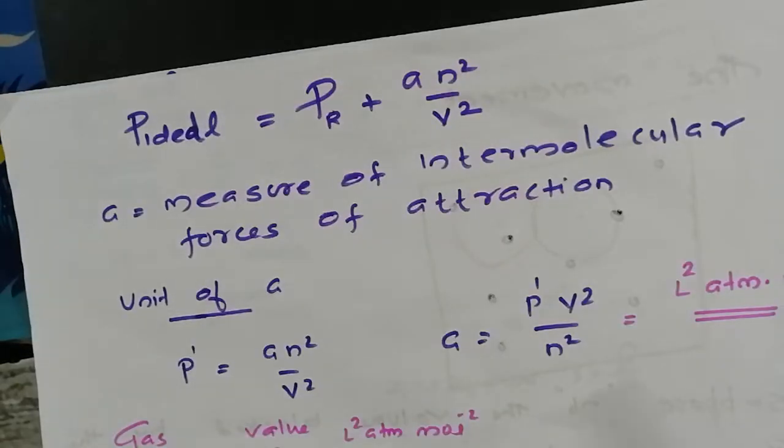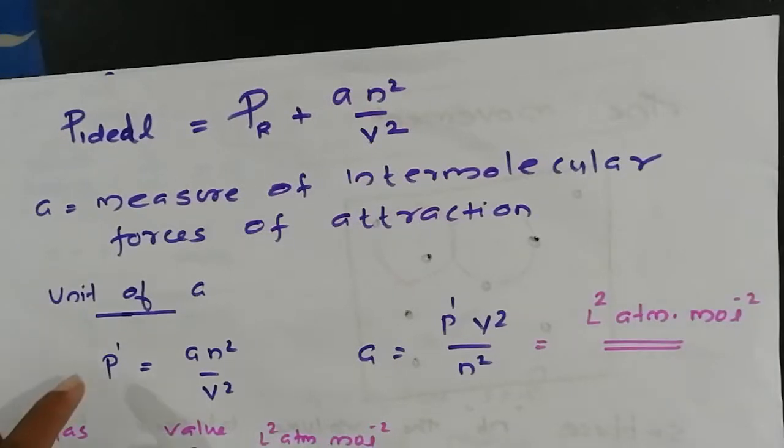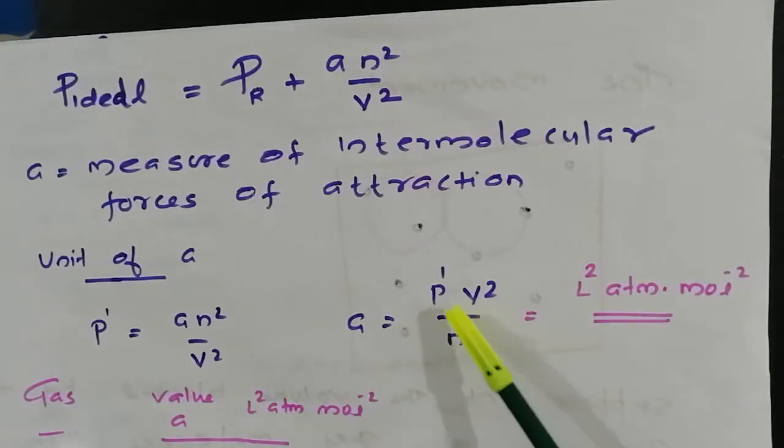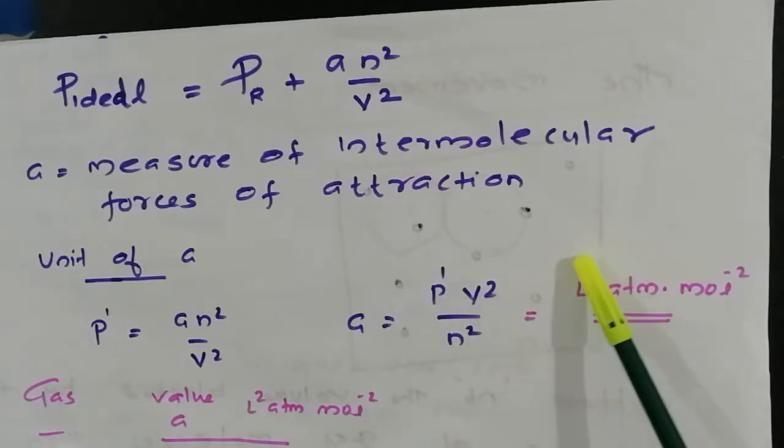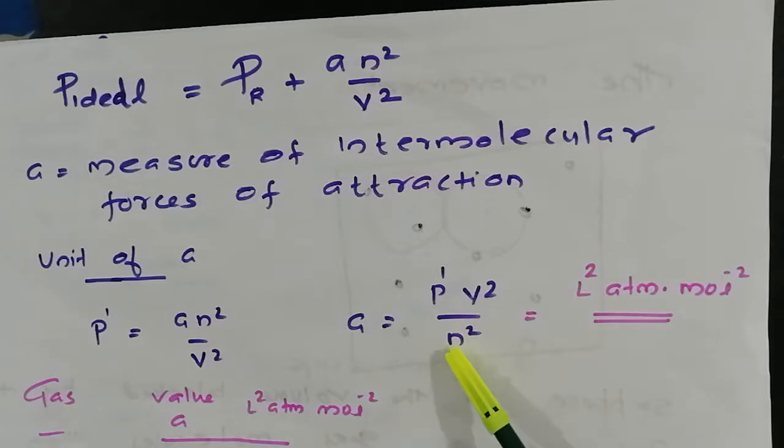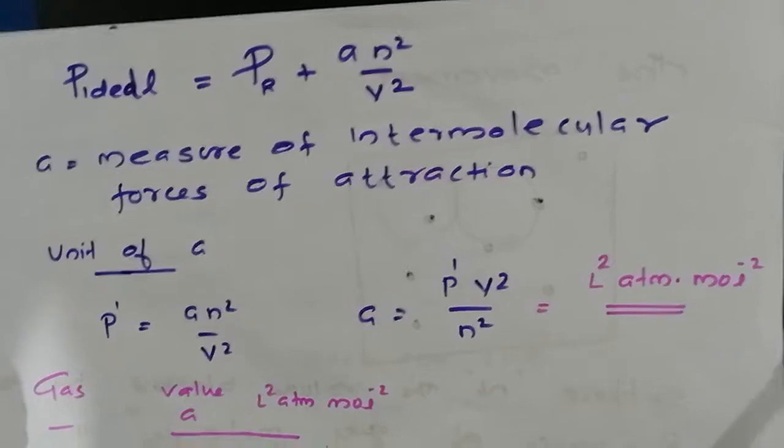Unit of a, that's a question. The unit of a comes from the term P lost is equal to a n square by V square. Therefore, a is equal to P lost V square by n square. The unit of P is atm, V is liter, therefore liter square, and n is the number of moles, so mole to the minus 2.